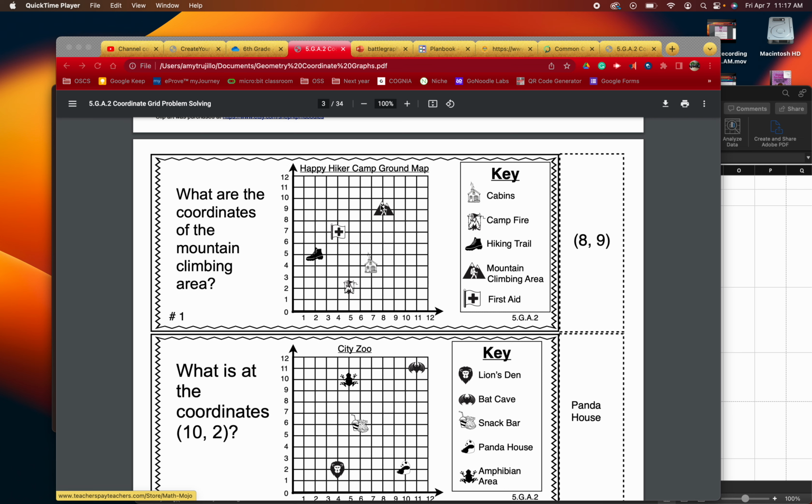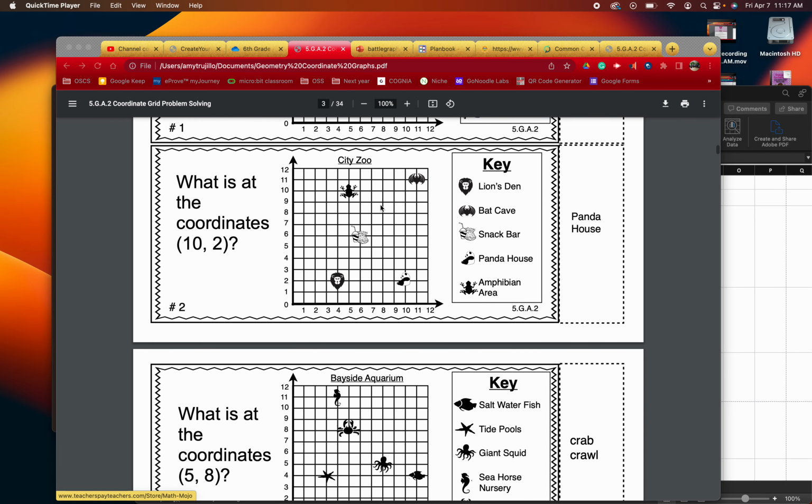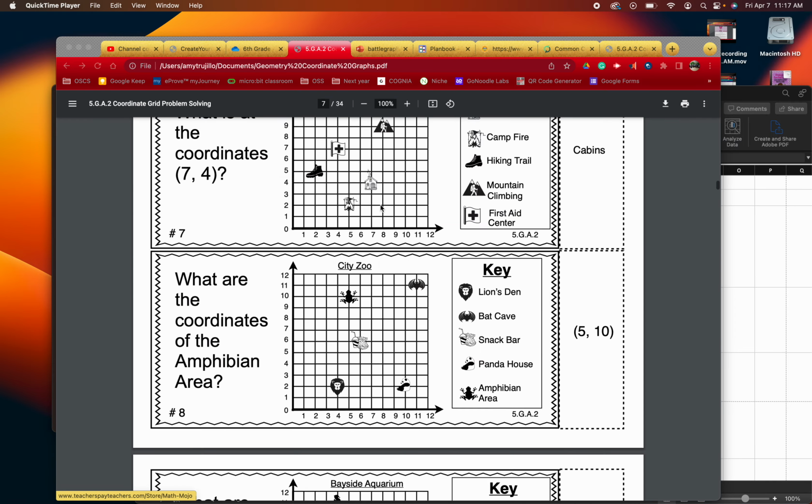Or you can just say, okay, here's your card, go find your spot. You need to be able to tell us what spot that is. What is at the coordinates of 10 and 2? So they can look at the card. You can do this in class if you want. Just look at the card and see, or do it on the grid outside.